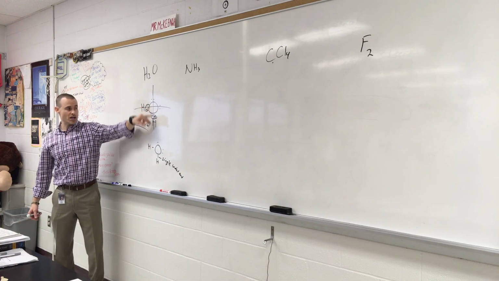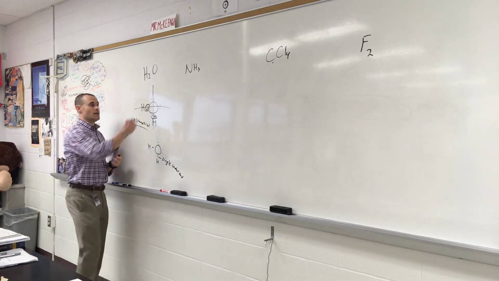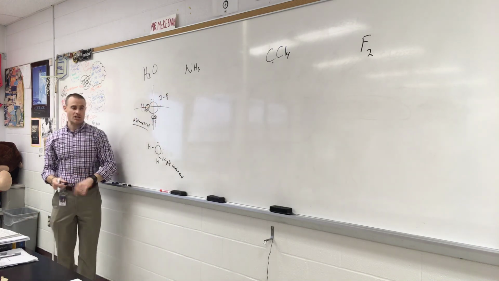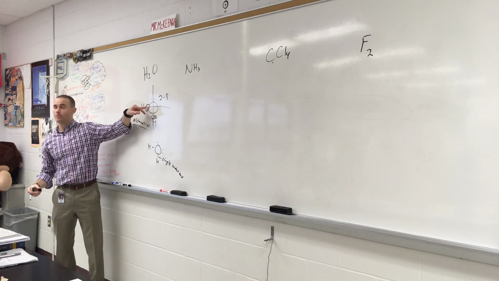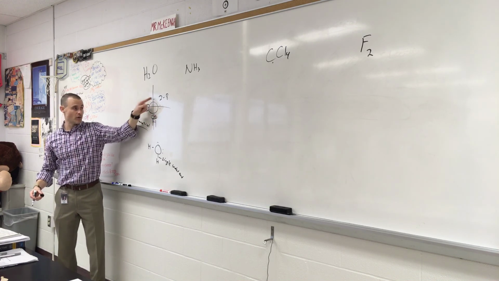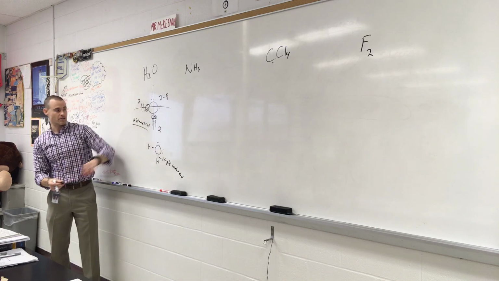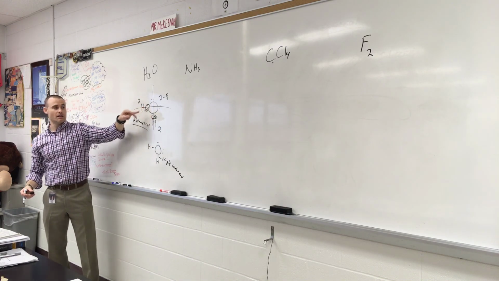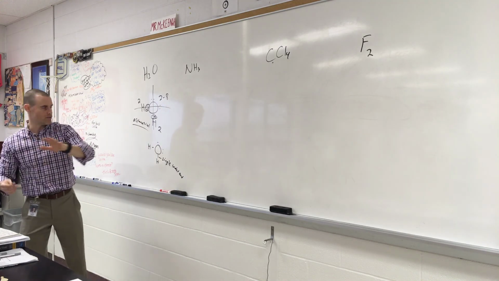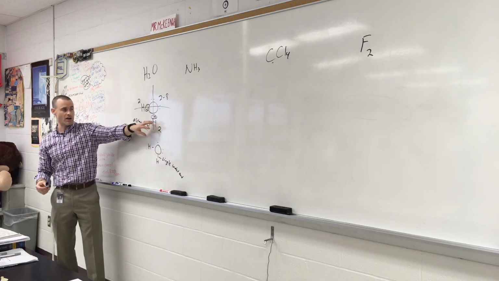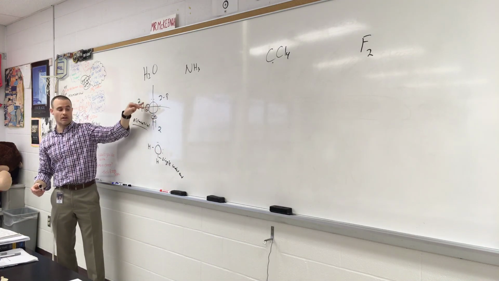They're sharing them. So oxygen gets neon's configuration, 2-8. It shares one from here, so it has a complete octet, 2, 4, 6, 8. Hydrogen gets helium, 2 electrons, because it's gaining one from oxygen. Now, I shouldn't say gaining. They're not gaining or losing, they're sharing. They both share those electrons. That's what covalent's all about.